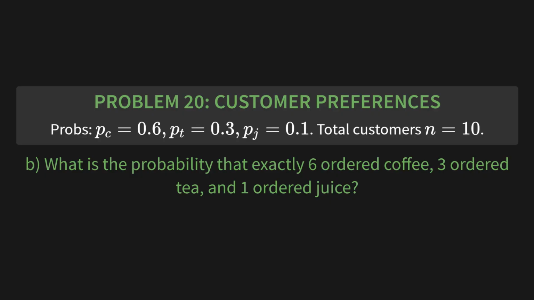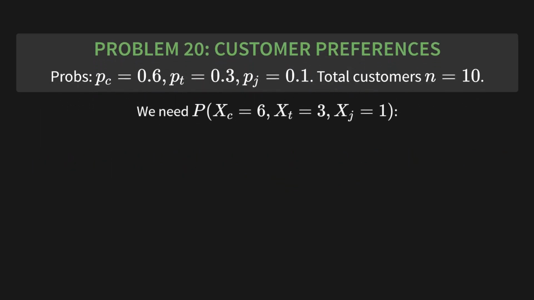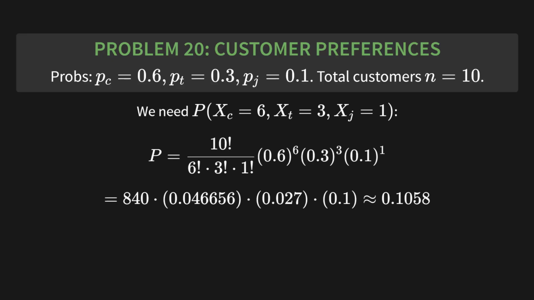Let's plug everything into our big formula. We need P of X coffee equals 6, X tea equals 3, and X juice equals 1. That's 10 factorial divided by 6 factorial times 3 factorial times 1 factorial. Then we multiply that by 0.6 to the sixth times 0.3 to the third times 0.1 to the first. Okay, the fraction part simplifies to 840.